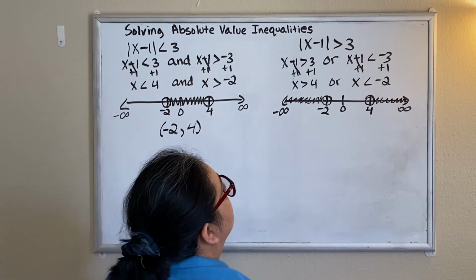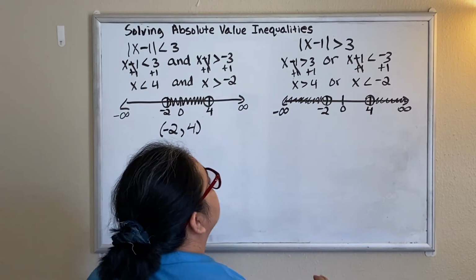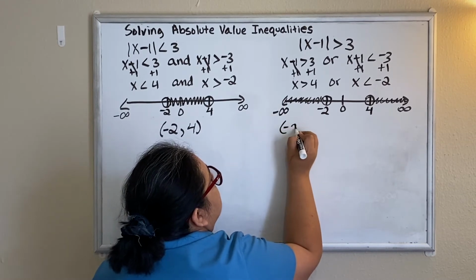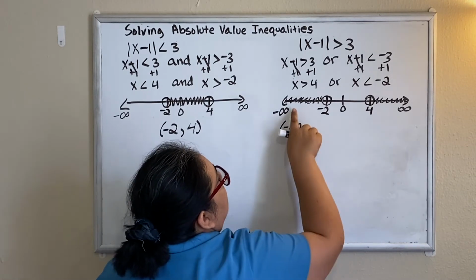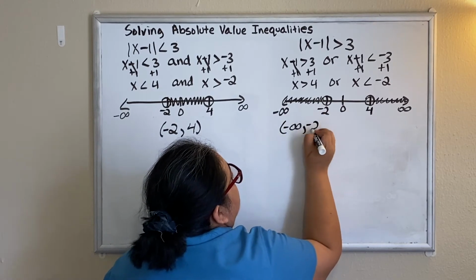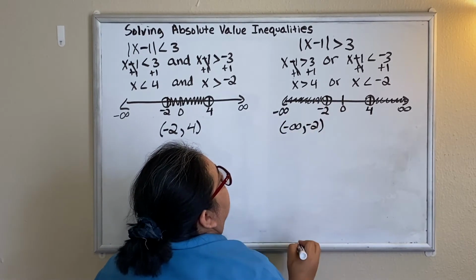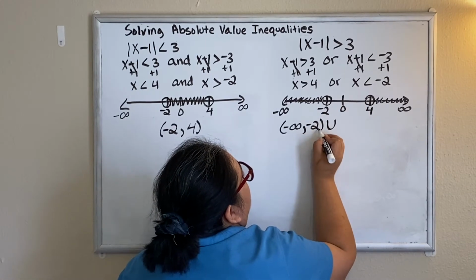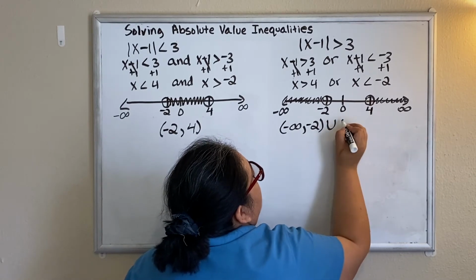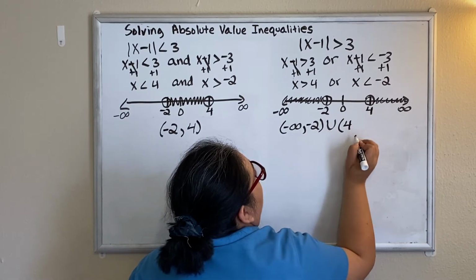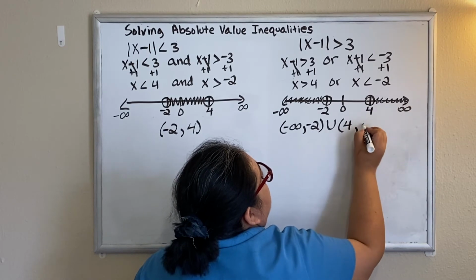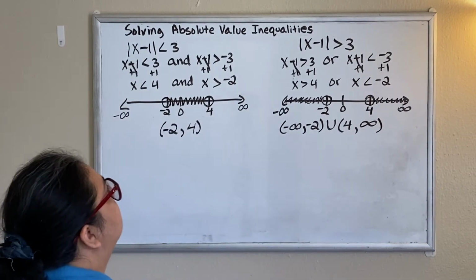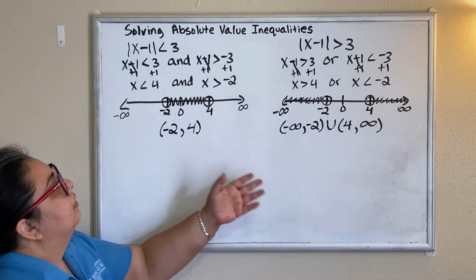Okay? So now for my interval notation, I'm shading beginning at negative infinity, so I'm going to say parentheses negative infinity, comma, and then I shade until I get to negative 2. This is open, so I'm going to use a parentheses. Then I have a break, so I'm going to put union for my break. Then I'm open at 4, so I'm going to use a parentheses, 4, comma, and I shade to infinity. So I'm going to put infinity, close parentheses.